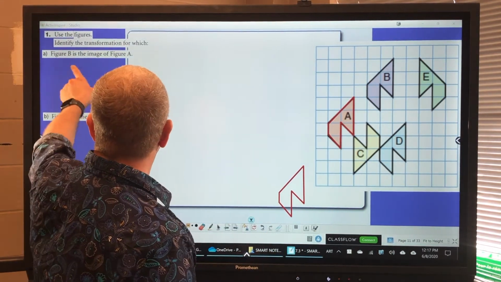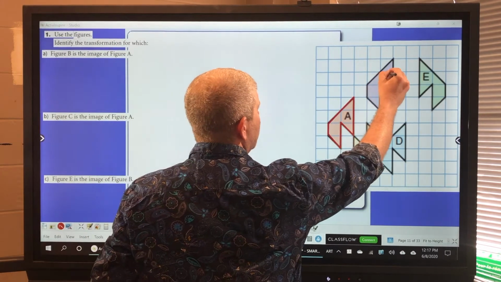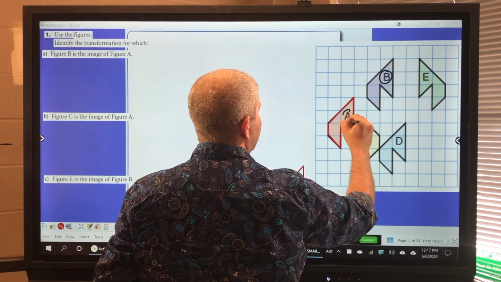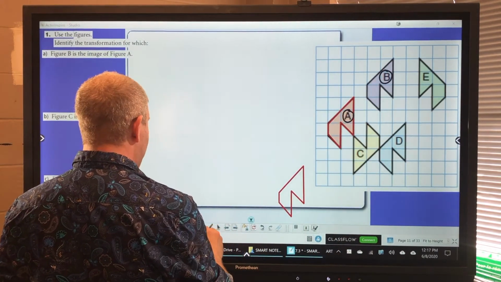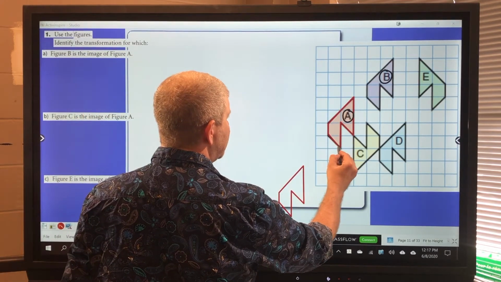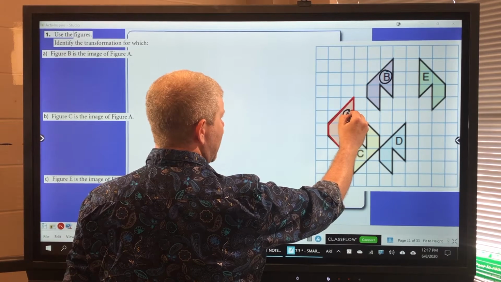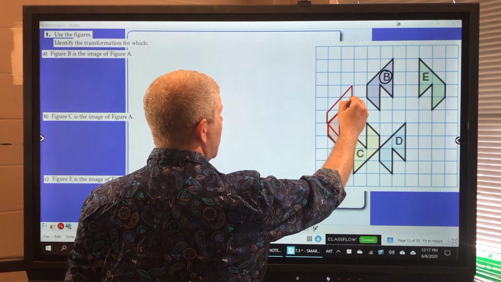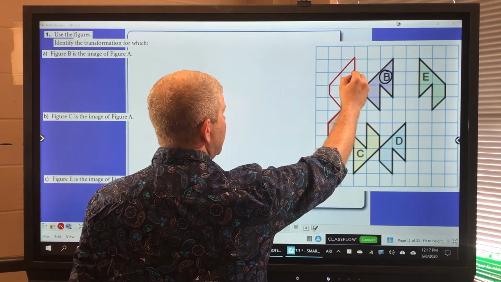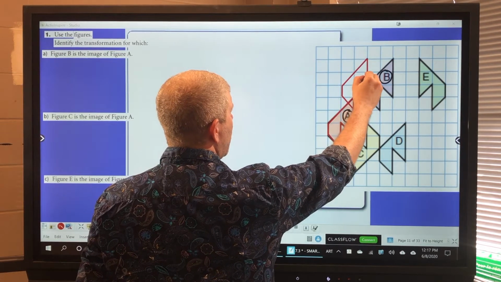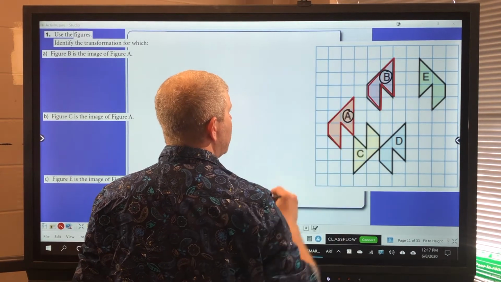Okay, so let's start. Figure B is the image of figure A. So figure B is the image, and we're starting in figure A. And the question is, how do we get there? Well, this one is pretty simple. If we take this shape here, which is the same, and we move it up 1, 2, 3, and over to the right, 1, 2, 3, we can map it.